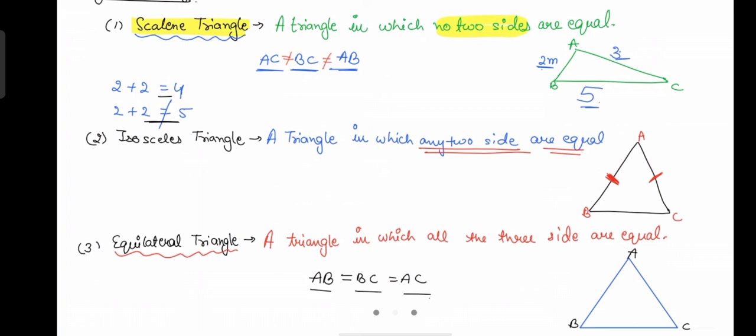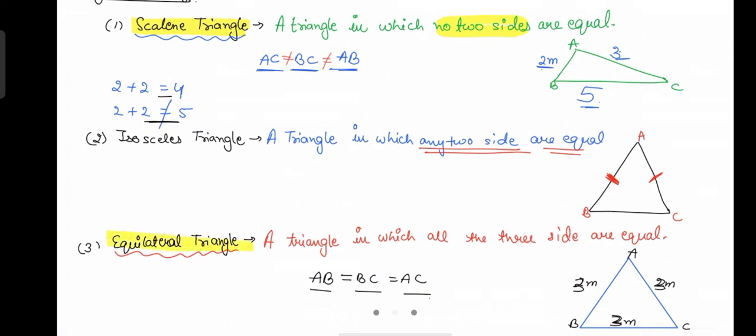For example, if I say that this one is 2 meters, then this one will also be 2 meters, and this one will also be 2 meters. All of the sides are equal. What if I say that this is 3, then this is also 3, and this is also 3. So what do we see? That all three sides are equal in the case of an equilateral triangle.